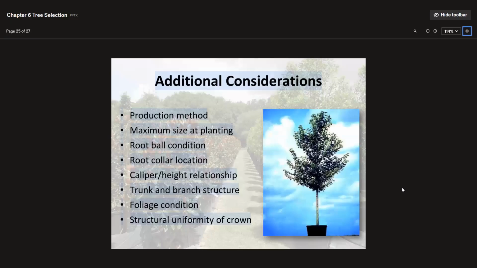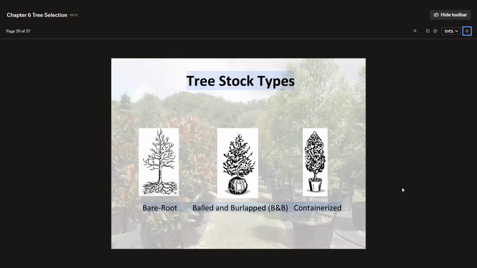What's its production method? These are also things you have to consider. What's its maximum size available at planting? What's the condition of that root ball? Was it done correctly? What's the root collar location? Has it been buried in excess soil? The caliper and height relationship: is the trunk width enough to support the trunk length? Trunk, branch, and structure: does it have good branching patterns? What is the condition of your leaves? Is the crown uniform? All these things you're going to look at when you're checking out your trees to buy.